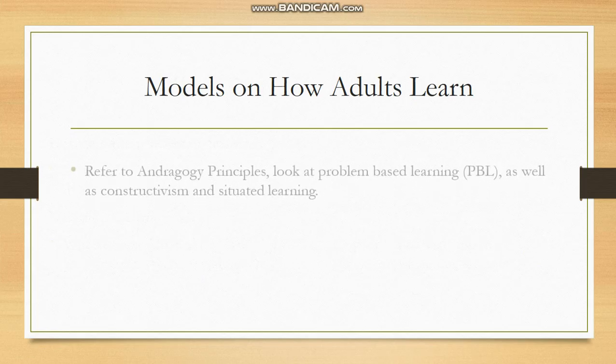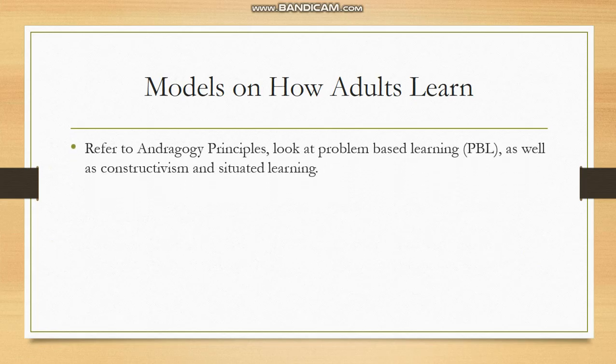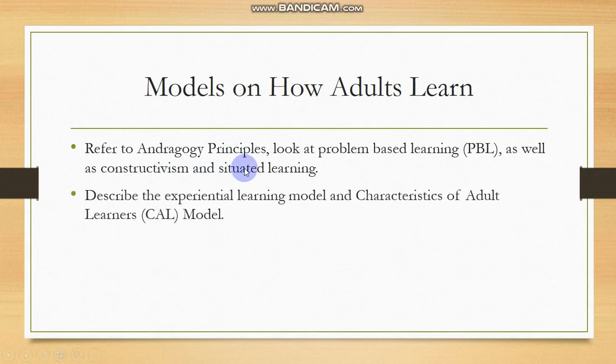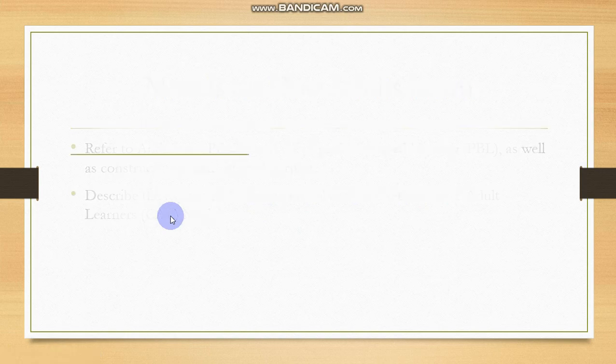When we are learning, we do have models that look at how adults learn. We are asking you to refer to andragogy principles. You also should look at problem-based learning as well as constructivism and situated learning. This should help you to look at how adults learn. And we expect that in this unit, you should be able to describe the experiential learning model and characteristics of learners. This is the CAL model.